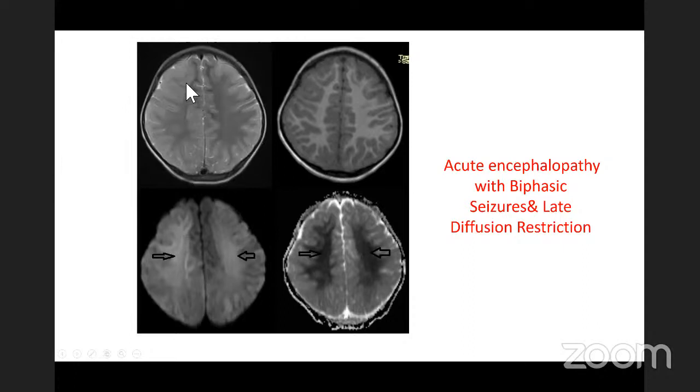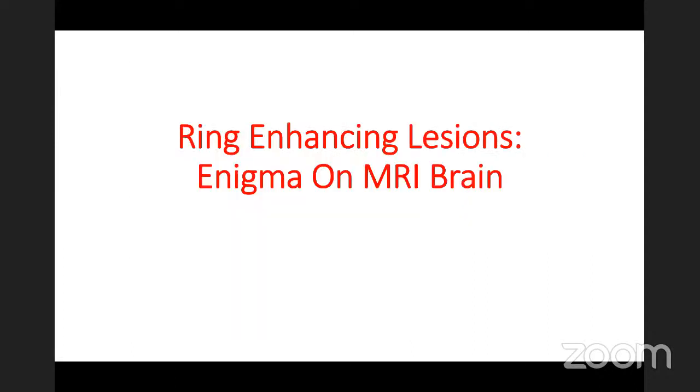This is the routine FLAIR sequence. This is the routine T1 sequence. However, in the diffusion sequence and the ADC, that is a negative sequence, we found that there was intense diffusion restriction along the white matter, along with the negative image showing a black matter impression. And this entity is called acute encephalopathy with biphasic seizures and late diffusion restriction. This is again due to cytokine storm, has to be treated with immunotherapy and treated early in order to prevent neuromorbidity.